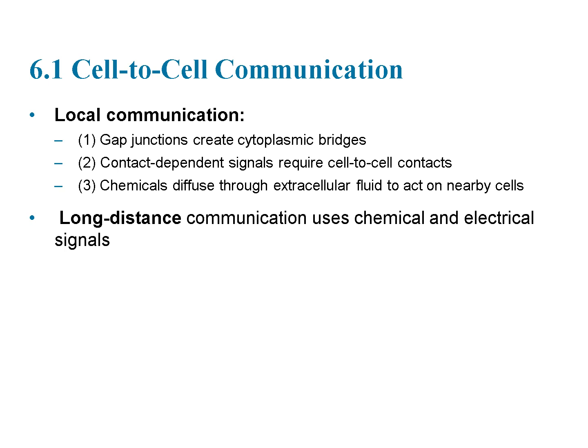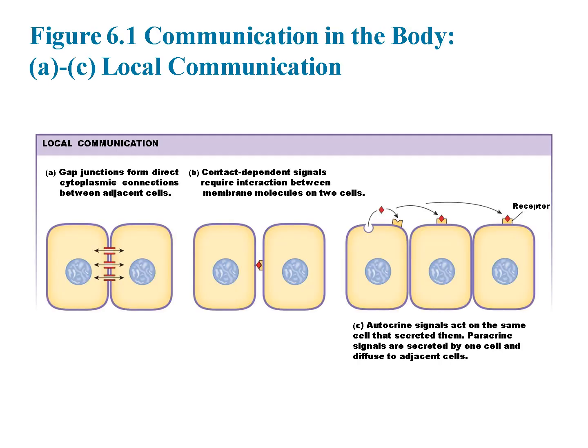Now, when signals need to travel longer distances, the body relies on both chemical and electrical signals. Hormones, which are chemical messengers, travel through the bloodstream to reach distant target cells, while electrical signals transmitted by nerve cells can rapidly span long distances to coordinate activities. This combination of local and long-distance communication ensures that cells can work together to respond efficiently to the body's changing needs.